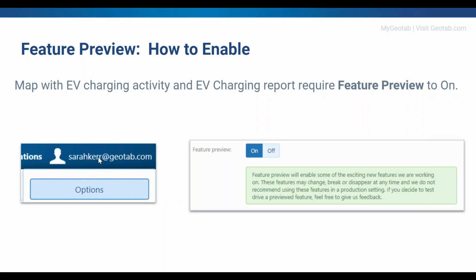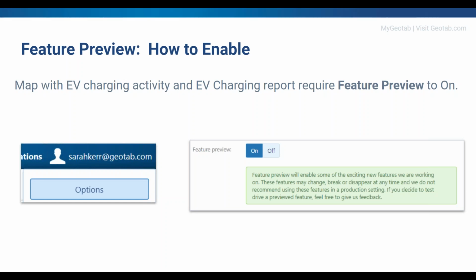The first step is in the top right-hand corner when you log into MyGeotab, you essentially select your name. And you see some options. You see this button called options, click that button and scroll down, and at the very bottom you'll see this switch called feature preview. So turn that on, and then you can see these features once they are available, like once you have 1902 in your database.